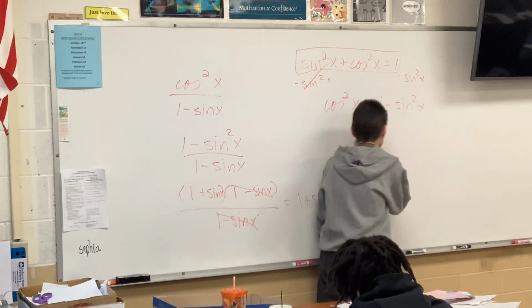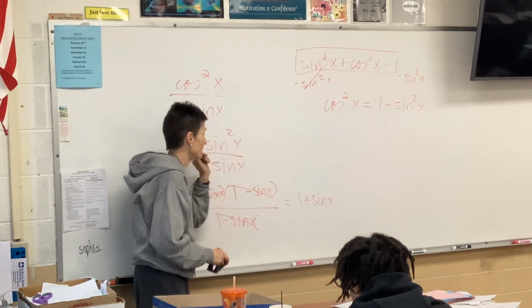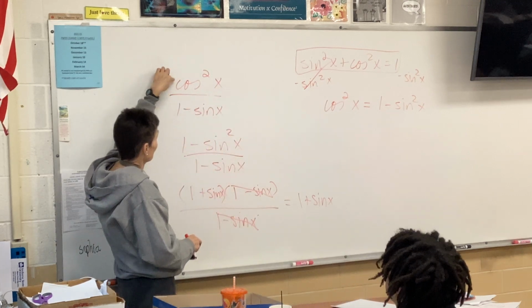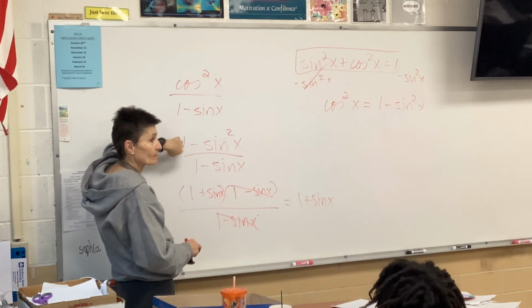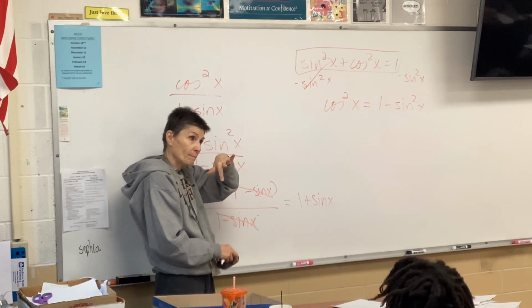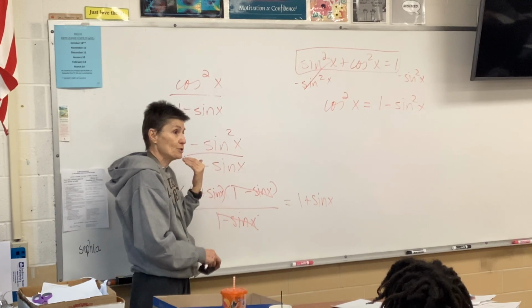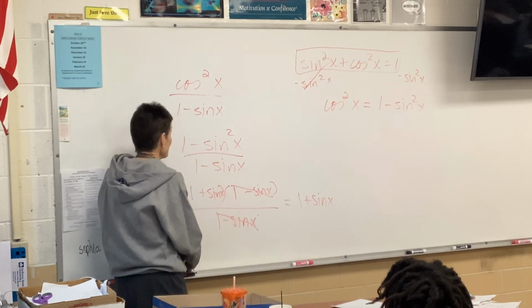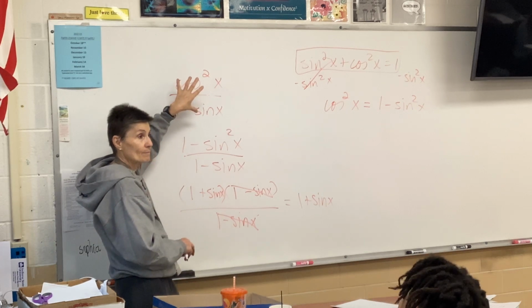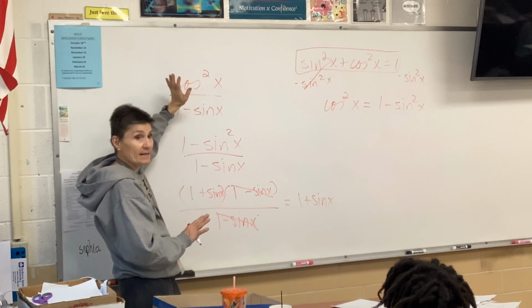Let's talk a little bit more about this one, because I know this is going to be a test question. What was the first thing I did? I changed my cosine squared into 1 minus sine squared. Now, kids, I want you to think about why I would do that. My job is to simplify. Right now, with that looking like that, does anything cancel?